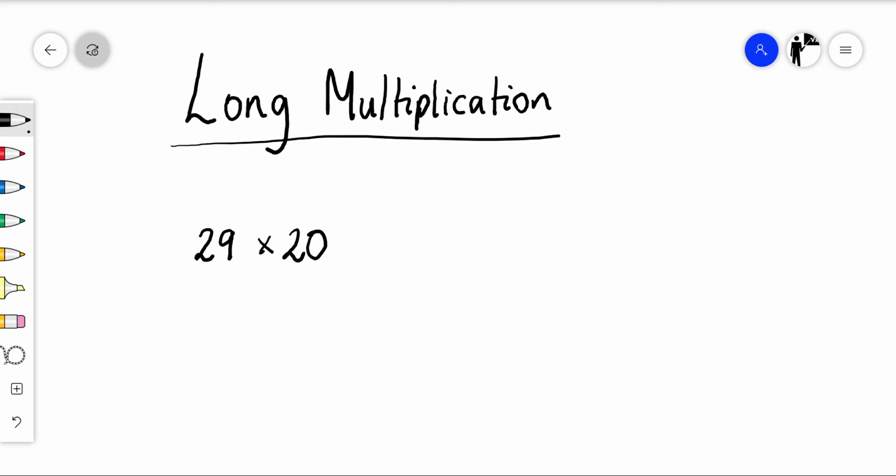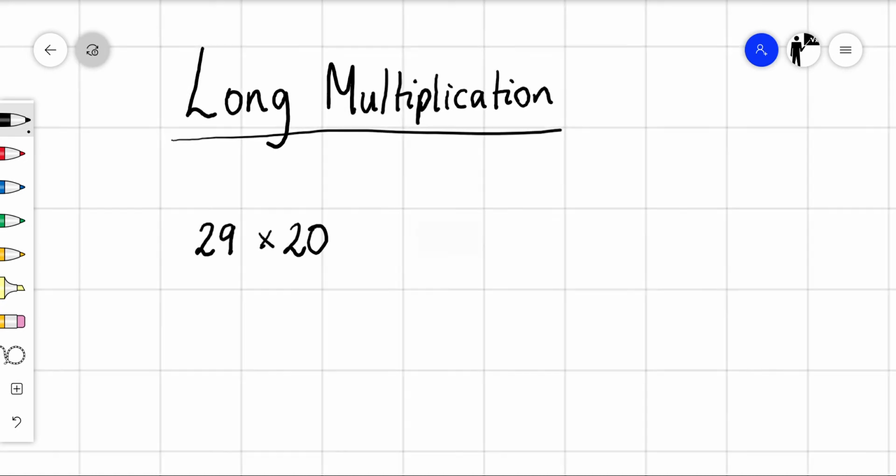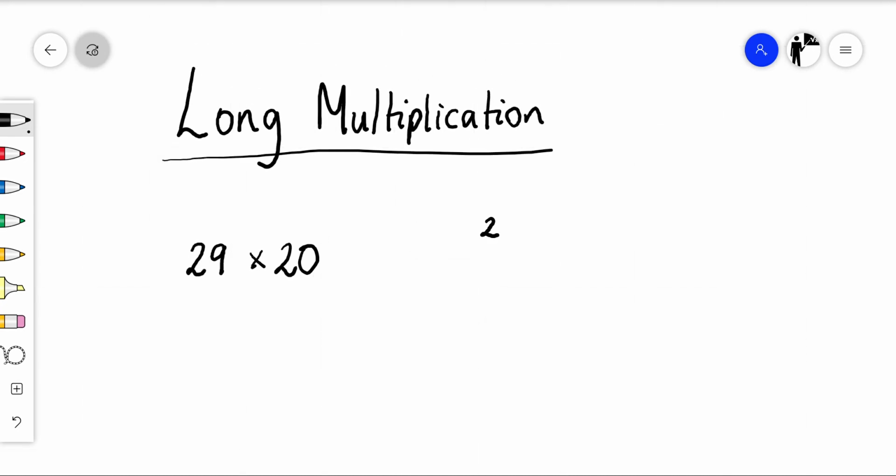In this video we're going to have a look at long multiplication. So for this first example we've got 29 multiplied by 20. Can I share with you one of the mistakes that some pupils make when they come up to the high school? They would set it out like this, 29 multiplied by 20. And what that means, if you remember, is 29 lots of 20.